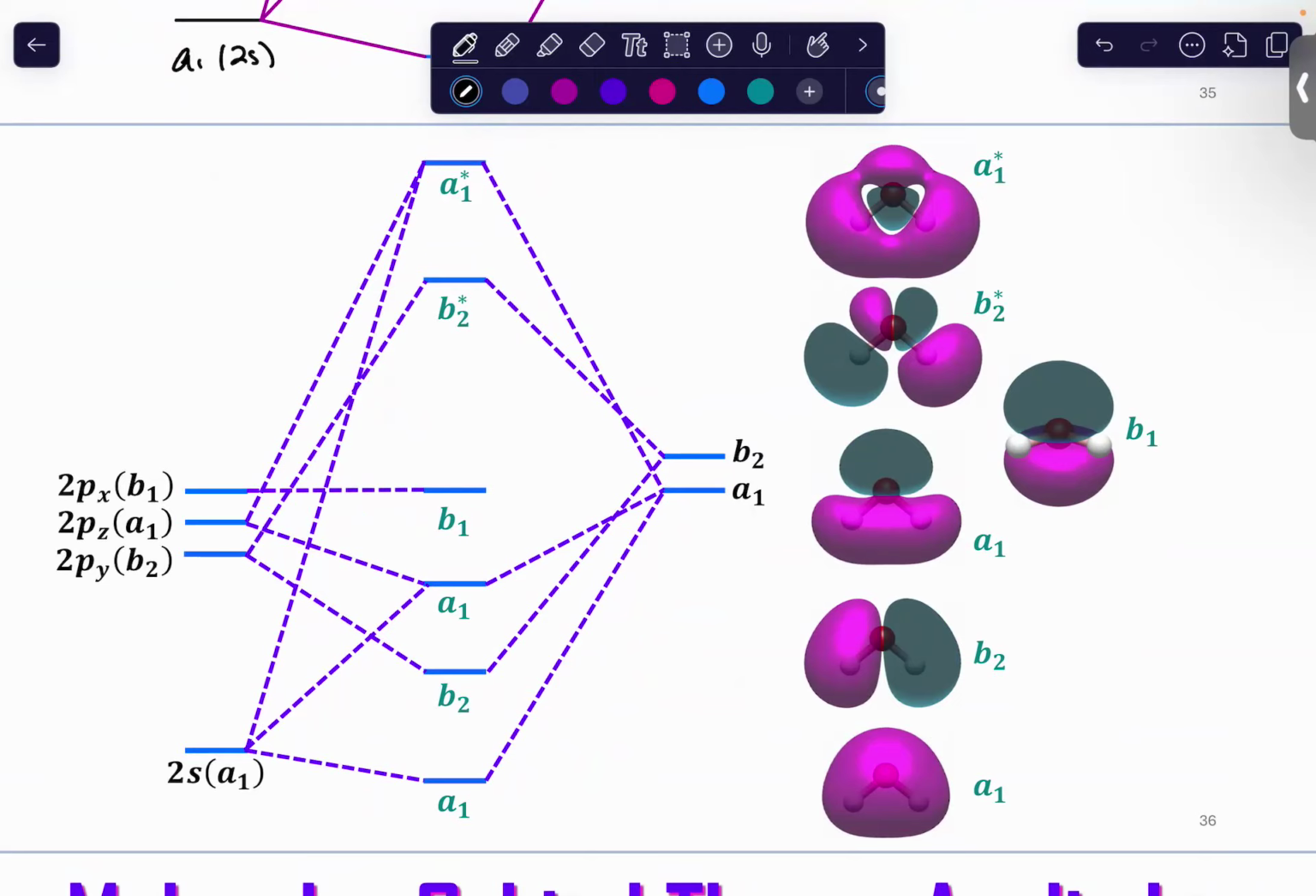You put a jump there. Is that something I'd have to be able to predict? Which jump? From the B1 to the B2 star? That one, always remember there's going to be a nice jump. There's usually going to be a nice jump between bonding and non-bonding to antibonding.